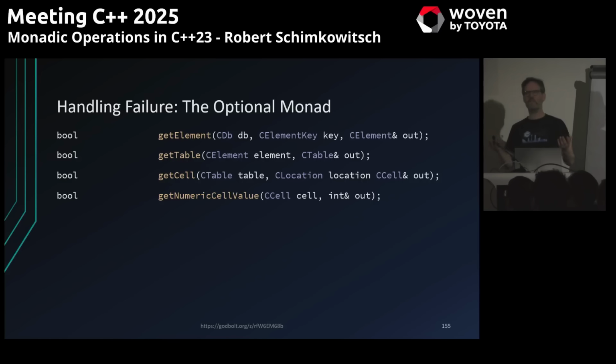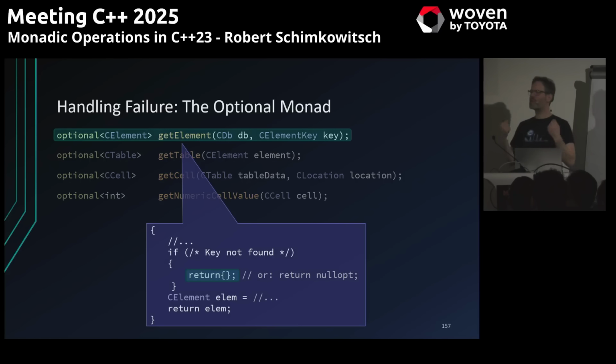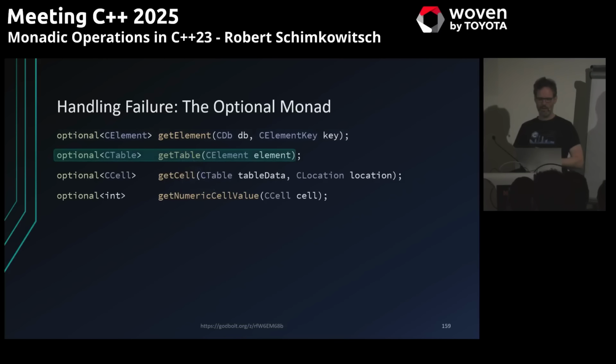We change the interfaces of our functions. So instead of returning bool, we combine the actual result type with std::optional and return an optional of the result type. Now, if a function fails, we simply return an empty optional. And if it succeeds, we return the element or the data wrapped in an optional. The same goes for getTable, getCell, and getNumericCellValue.